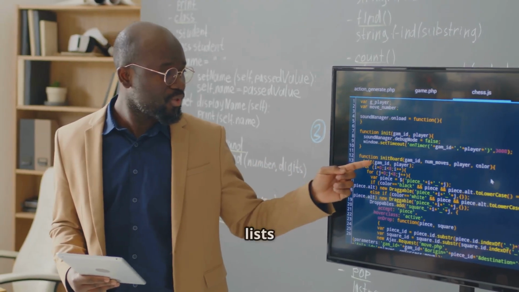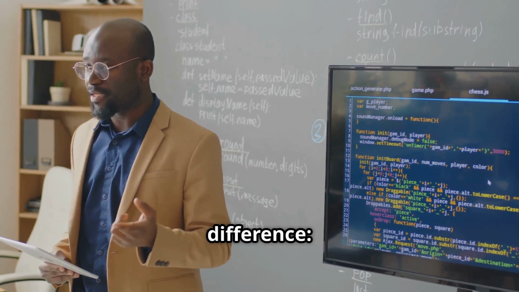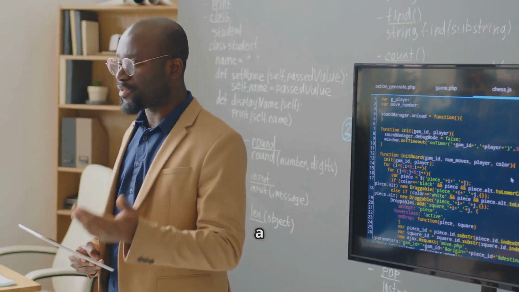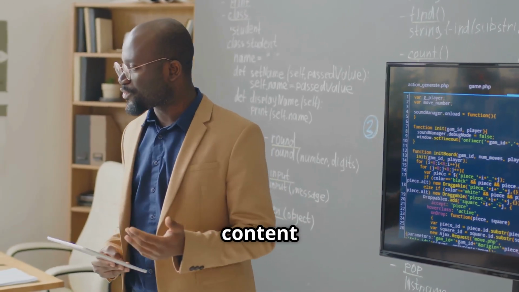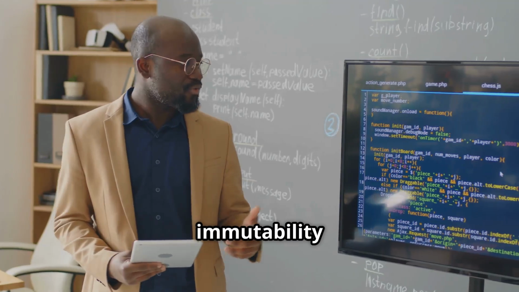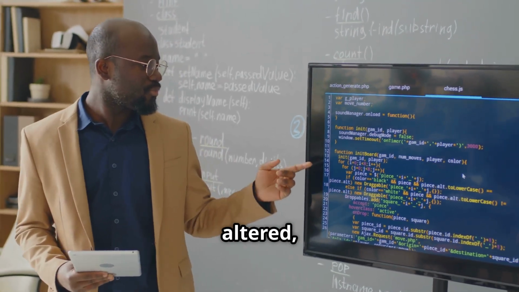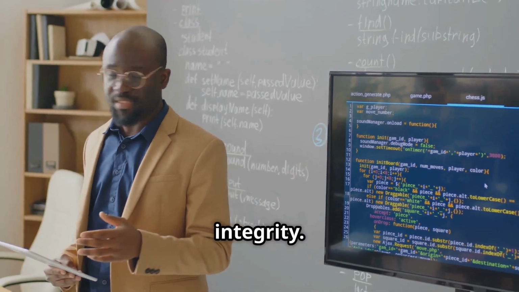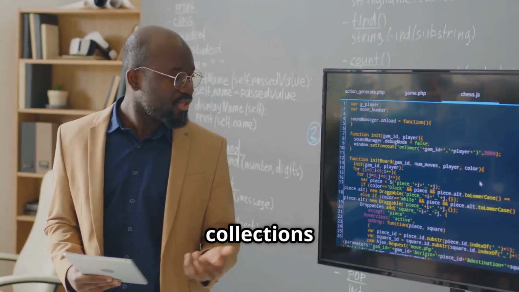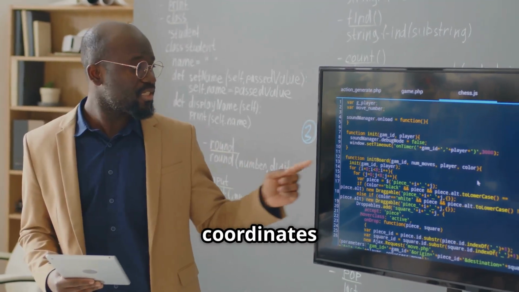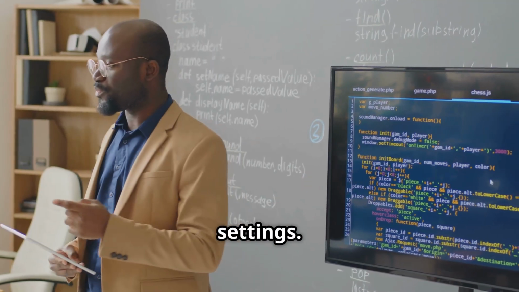Tuples are similar to lists, but with one key difference: they are immutable. Once a tuple is created, its content cannot be changed. This immutability makes tuples ideal for storing data that should not be altered, ensuring data integrity. They are often used for fixed collections of items, such as coordinates or configuration settings.